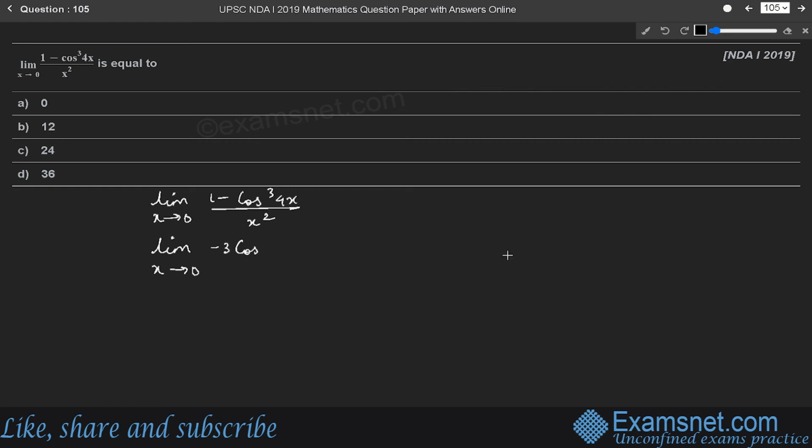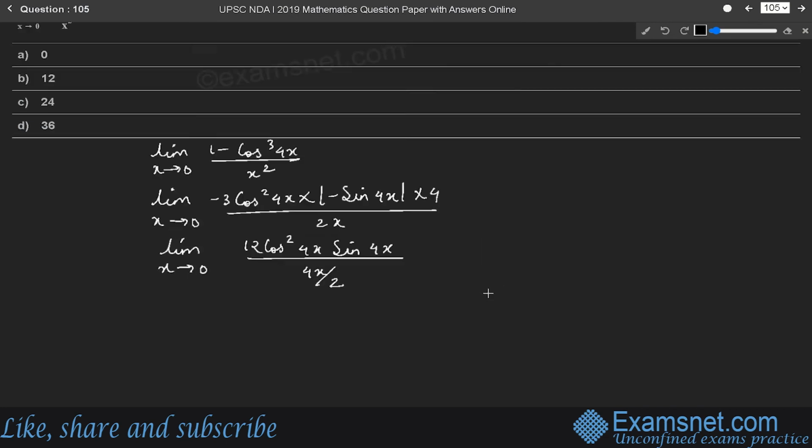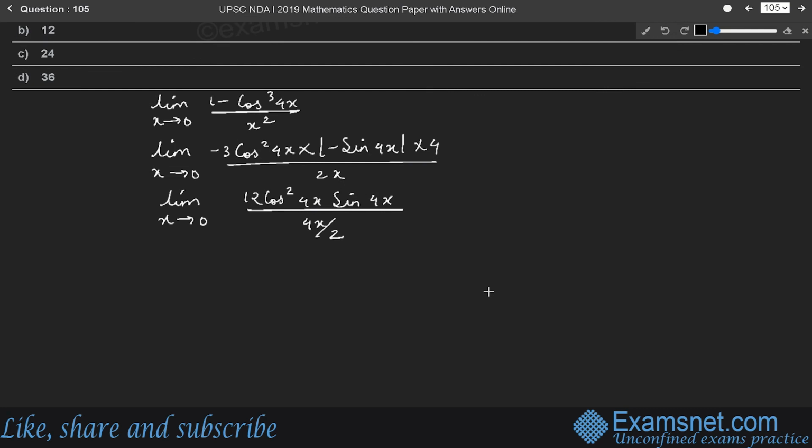minus 3 cos square 4x into minus sine 4x into 4 upon 2x. Further solving, it will be equal to limit x tends to 0 12 cos square 4x into sine 4x upon 4x by 2. 2x can be written as 4x by 2.